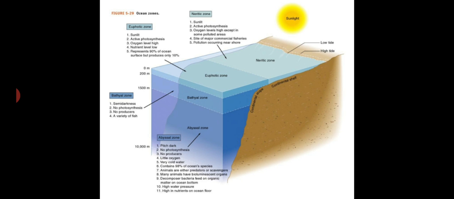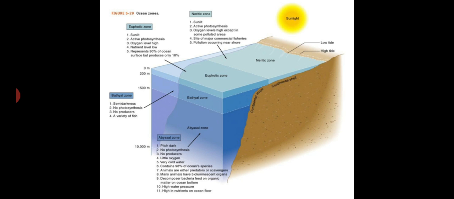The last zone is the Abyssal Zone, which is beneath the Bathyal Zone. It is the region of complete darkness. It has no photosynthetic organisms and extremely low oxygen levels. Only those organisms who can survive or tolerate these conditions are found in this zone.